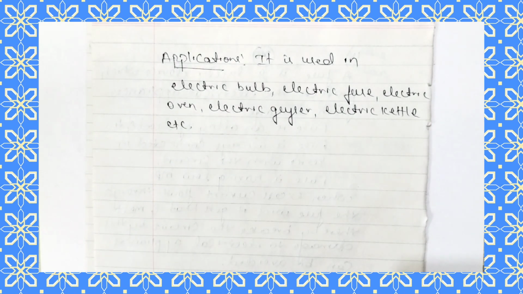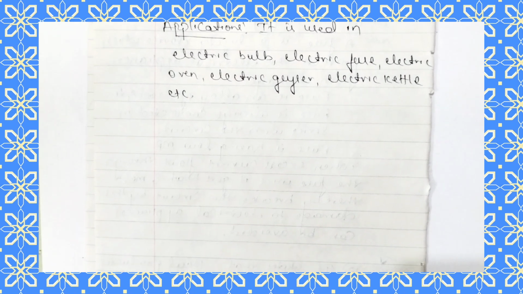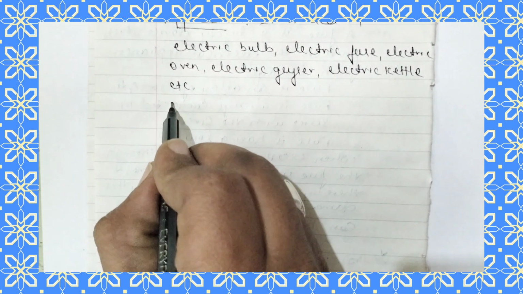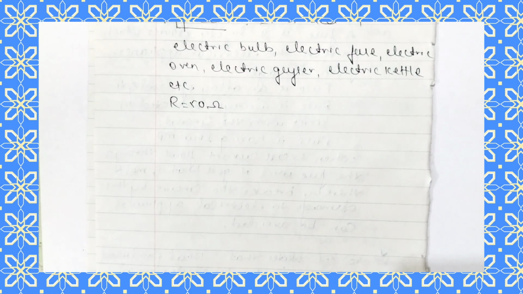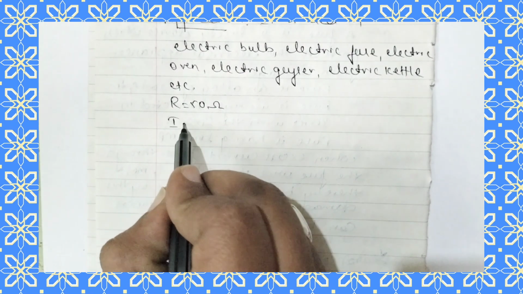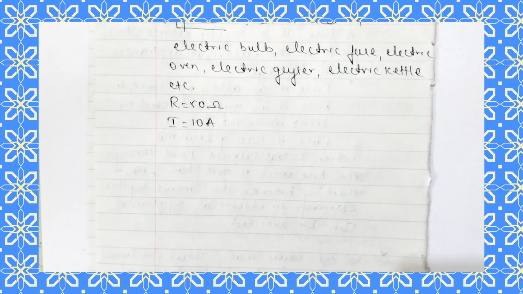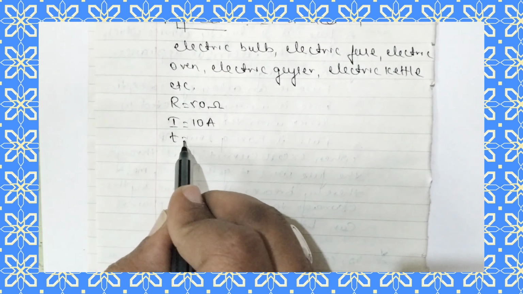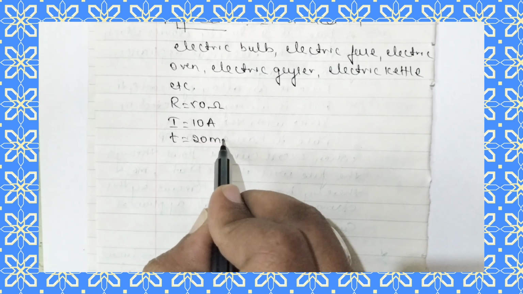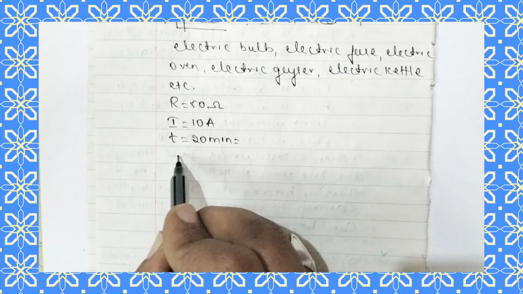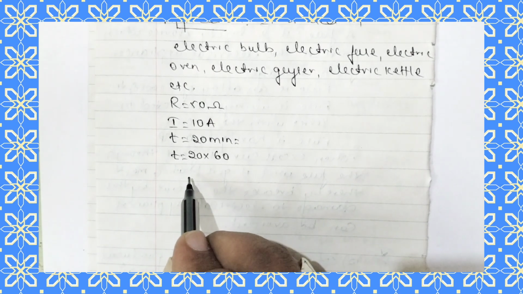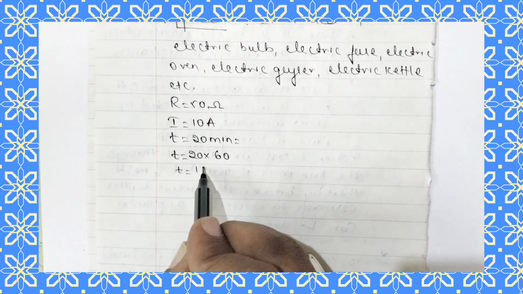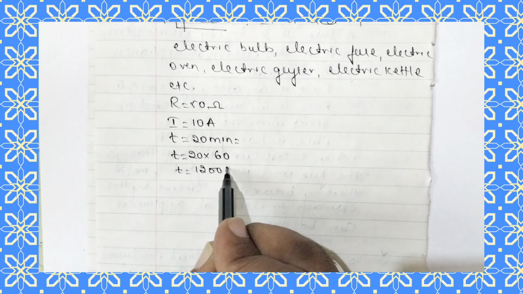Now they have given one question. An electric geyser has a resistance of 50 ohm. So R is equal to 50 ohm. Then it draws a current of 10 ampere. I is equal to 10 ampere. Estimate the heat developed in 20 minutes. So time they have given is 20 minutes. So time is equal to 20 into 60 seconds for 1 minute. So total time is 1200 seconds.